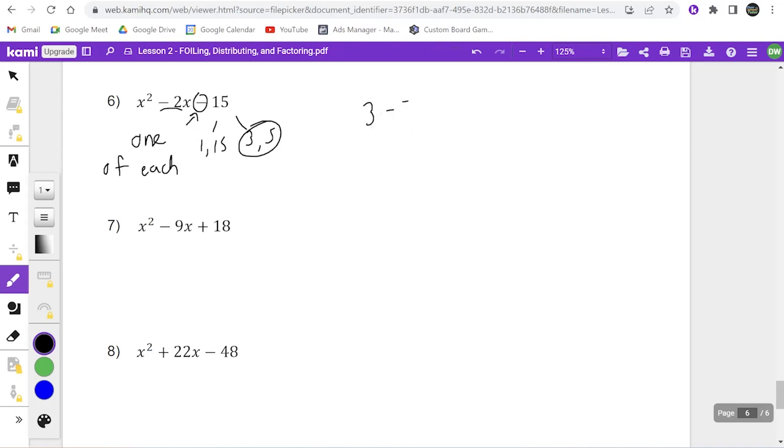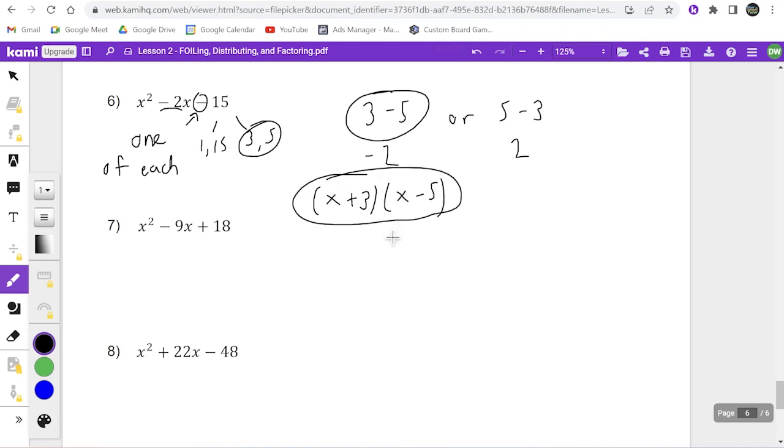Now the question is, is it 3 minus 5 or is it 5 minus 3? Well, 3 minus 5 is negative 2. 5 minus 3 is positive 2. I want 3 and negative 5 because I want minus 2. So the answer is x plus 3 times x minus 5. And again, if you want to check your answer, you can FOIL this and you'll get back to the original if you do it right. So that's it for number 6.